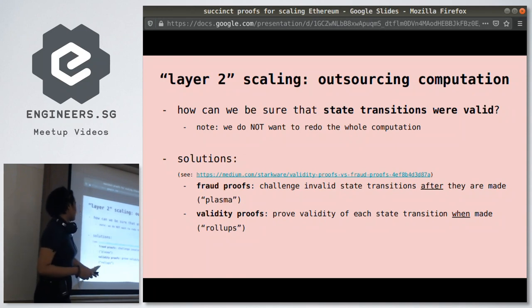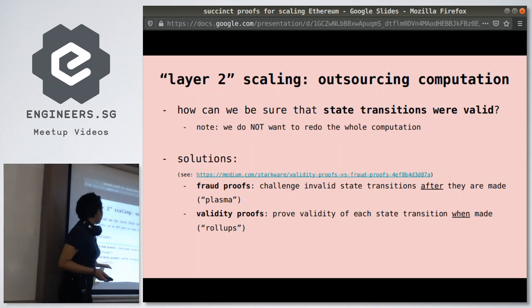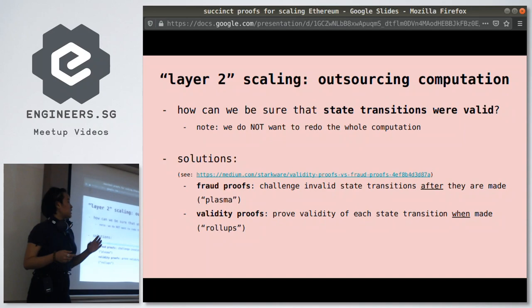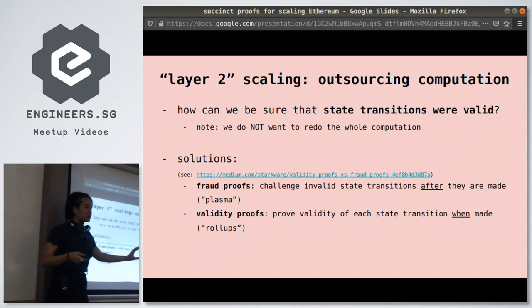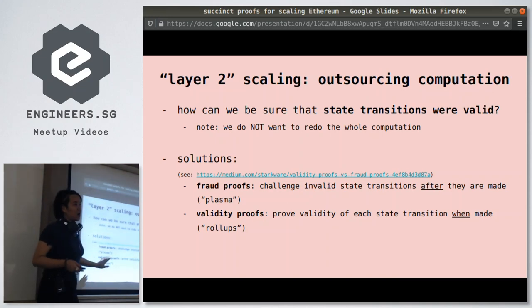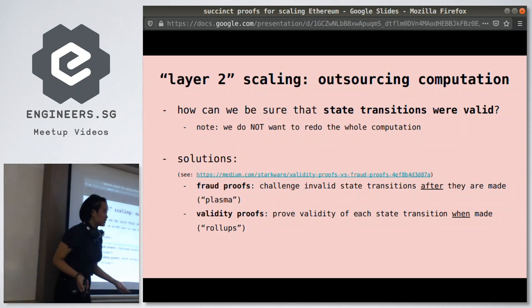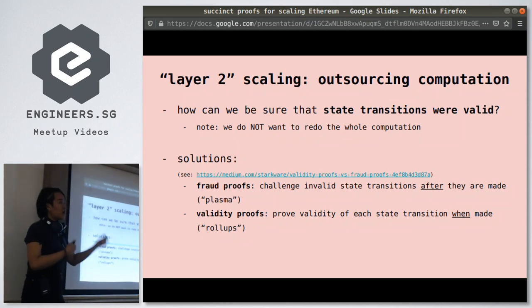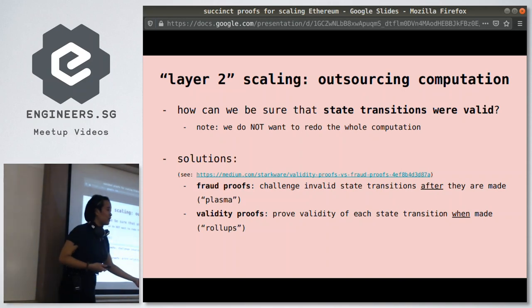The other approach is validity proofs, and this is what we will discuss today. So validity proofs basically make it such that the operator cannot commit a mistake. Fraud proofs are such that the operator can commit a mistake but can be caught. Validity proofs are such that the operator cannot even commit a mistake, so that it is not possible for the operator to make an invalid state transition.